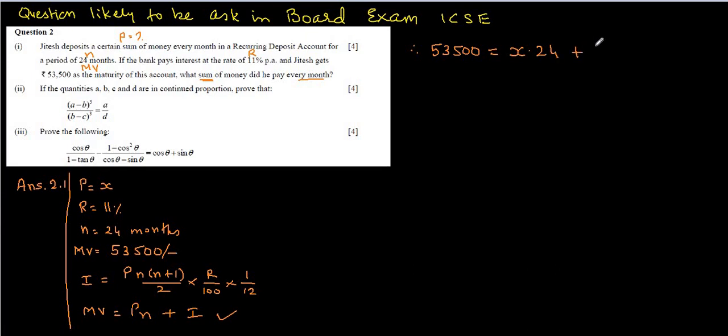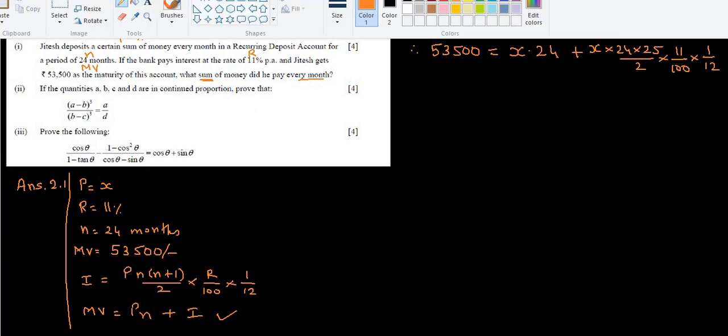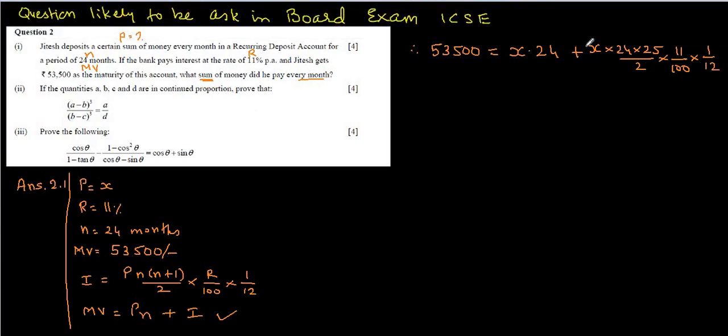What is the value of I here? So the formula we are going to replace. P is given as X multiplied by 24, multiplied by (24 plus 1), 25 upon 2, multiplied by R upon 100. R is given as 11%, that is 11 upon 100, and 1 by 12. First of all we are going to calculate this portion, so it becomes easy.